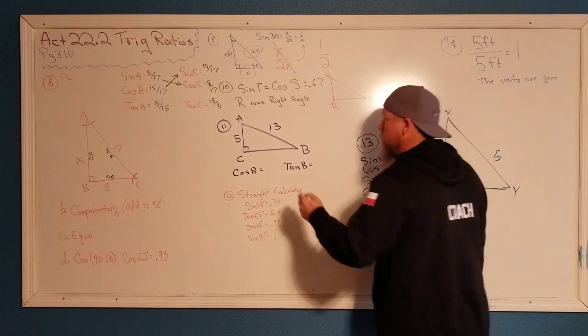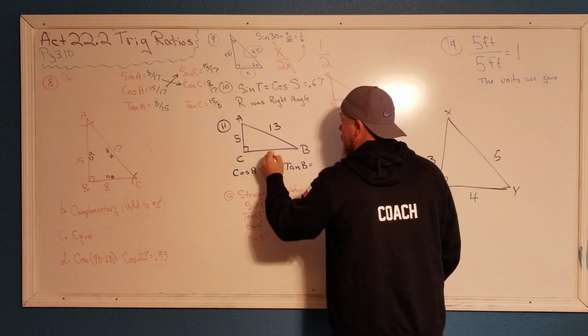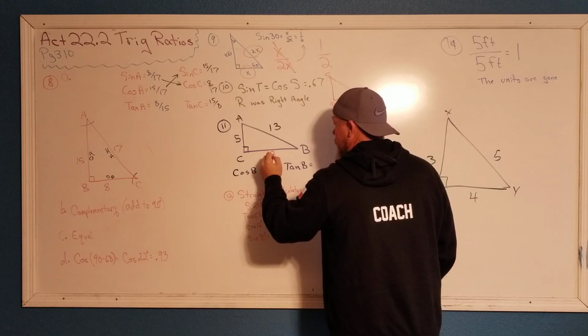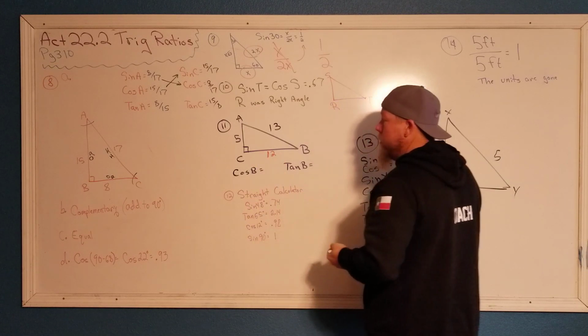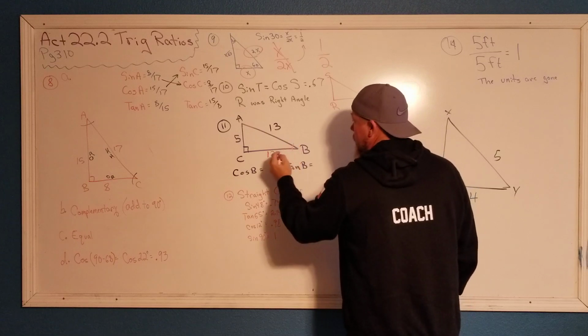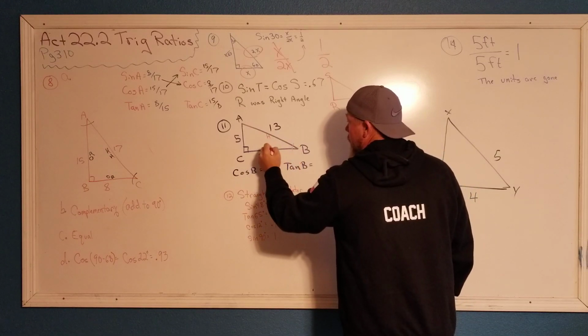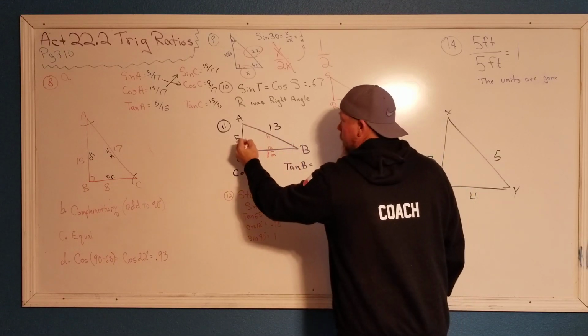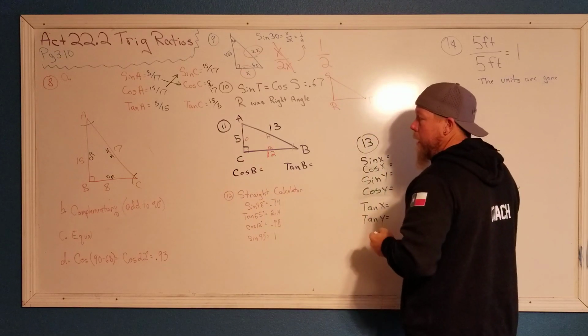Pythagorean triples are whole numbers that work with the Pythagorean theorem. This length is going to be 12. So when they ask us for the cosine of b, let's label our triangle real quick. Hypotenuse here. This is the adjacent because it makes the angle. And there's the opposite.